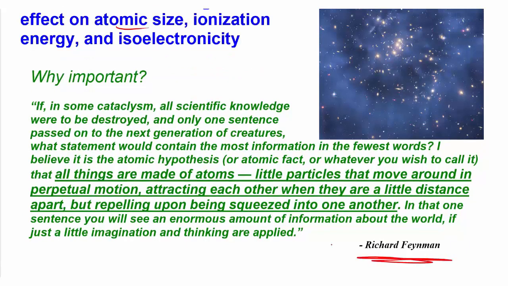I thought it was kind of interesting, this quote by Richard Feynman. He's a famous physicist. He said that if in some cataclysm all scientific knowledge were to be destroyed and only one sentence passed on to the next generation of creatures, what statement would contain the most information in the fewest words? I believe it is the atomic hypothesis, that all things are made of atoms, little particles that move around in perpetual motion, attracting each other when they are a little distance apart, but repelling upon being squeezed into one another. In that one sentence, you will see an enormous amount of information about the world, if just a little imagination and thinking are applied. So it's kind of neat. We're studying the gist of the universe here, according to Dr. Feynman.